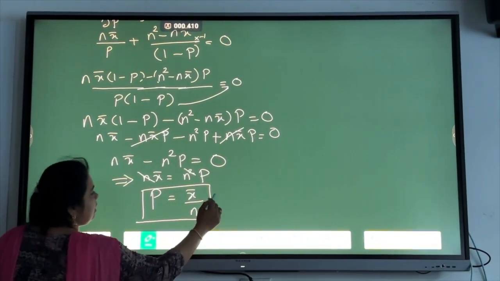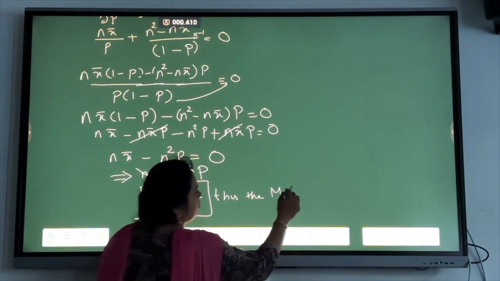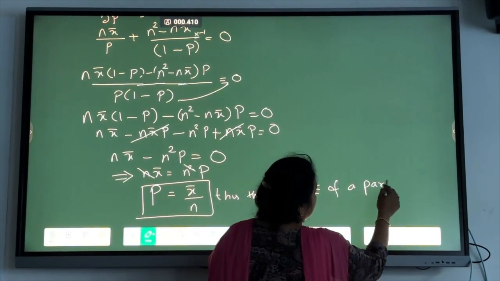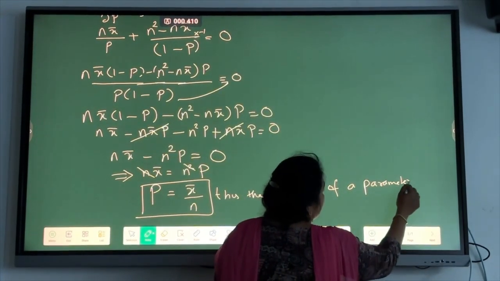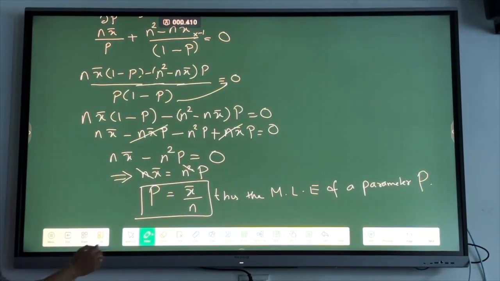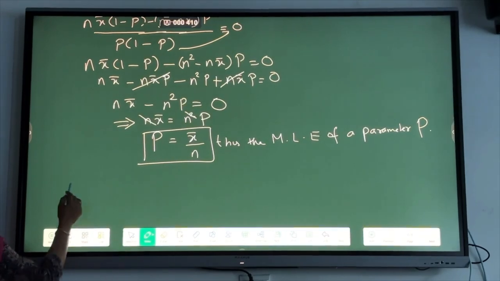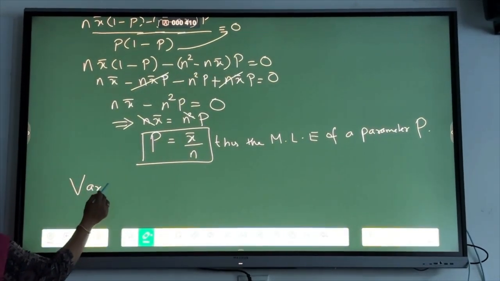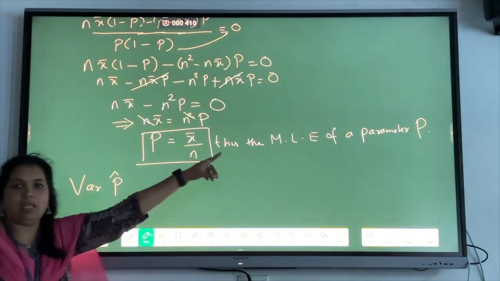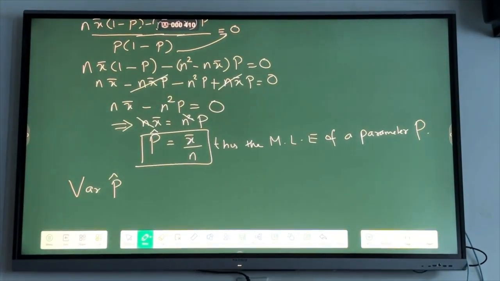So this is the MLE of parameter capital P. Next, we have to find the variance of P cap. So whenever I write MLE, automatically this P will become P cap. Same meaning only.